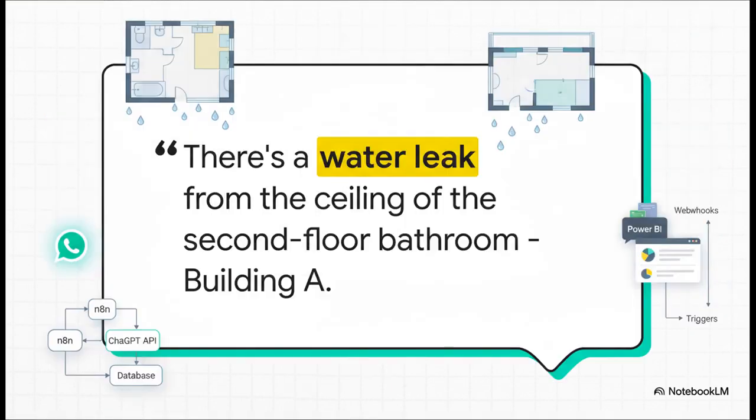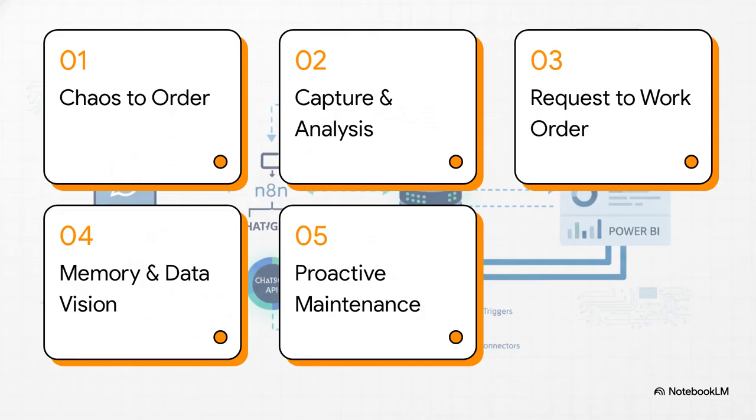To make this all feel real, we're going to follow one single request on its entire journey. This right here is our hero message. There's a water leak from the ceiling of the second-floor bathroom, Building A. It's a simple, pretty urgent text that, as we're about to see, is the key to a much, much bigger story.